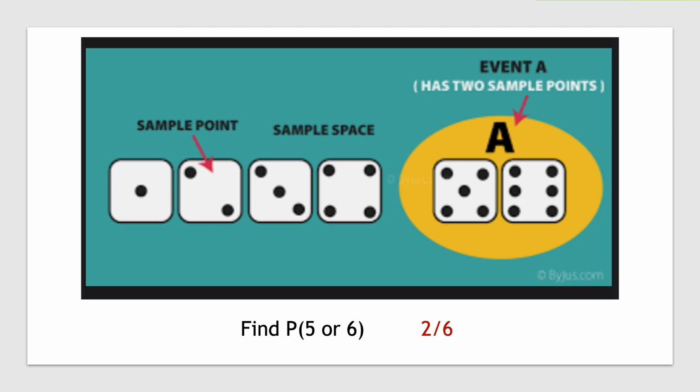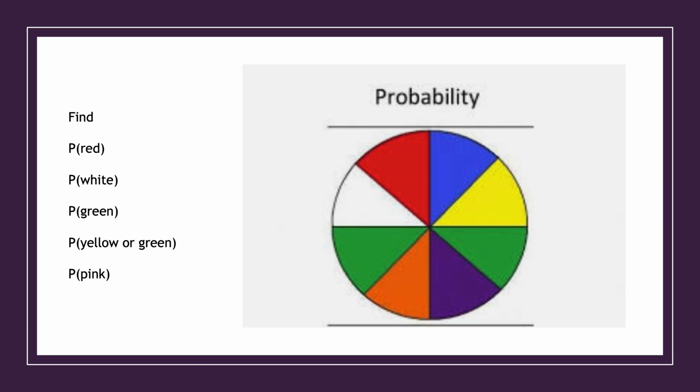Now, another subject matter for probability is when we deal with spinners. So here is a spinner. It has 8 different regions colored as seen. Find the probability of red, then the probability of white, then the probability of green, then the probability of yellow or green, and then the probability of pink. Go ahead.